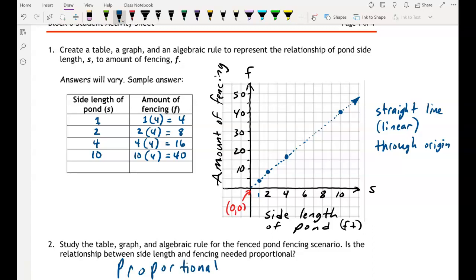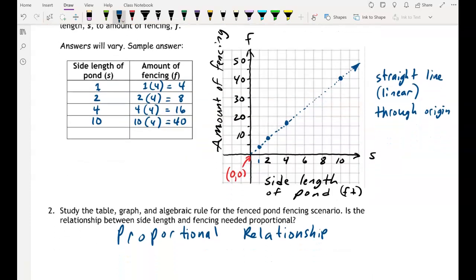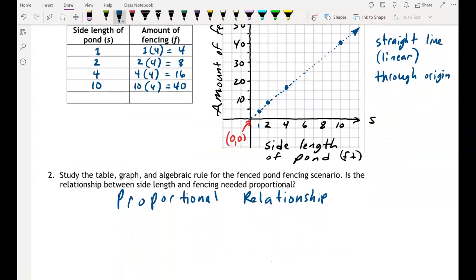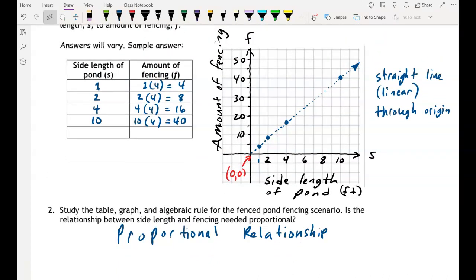It is a proportional relationship between the side length of the pond and the number of feet that we need of fencing to surround it. But what we want to do next is to come up with the algebraic rule now, so that no matter how many feet we want the pond's sides to be, we'll know how much fencing we will need.